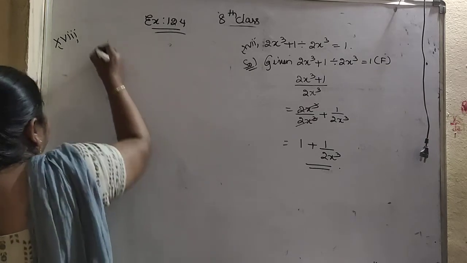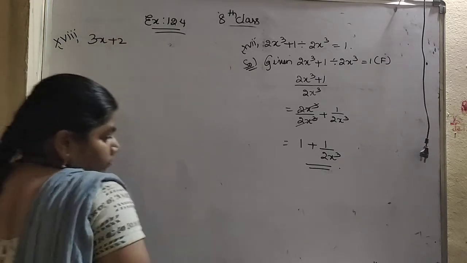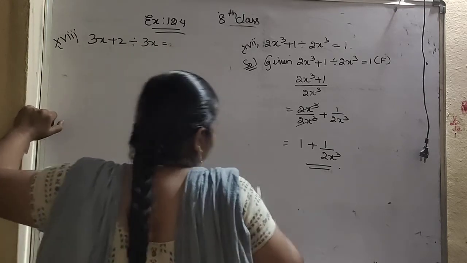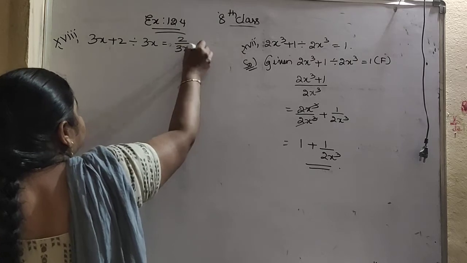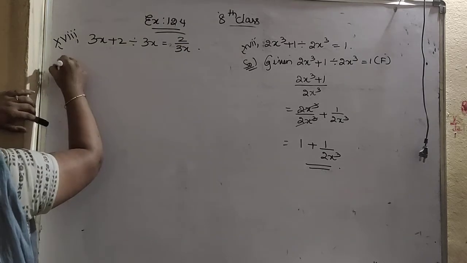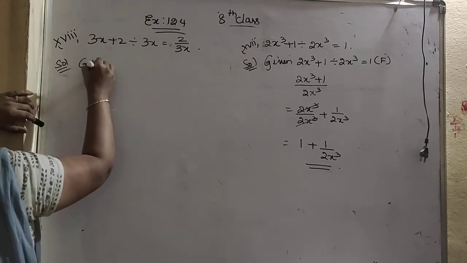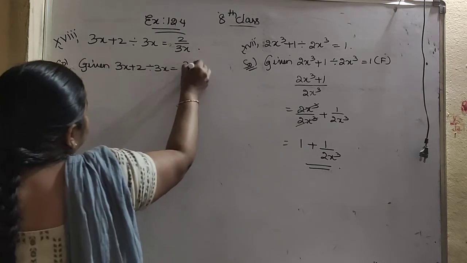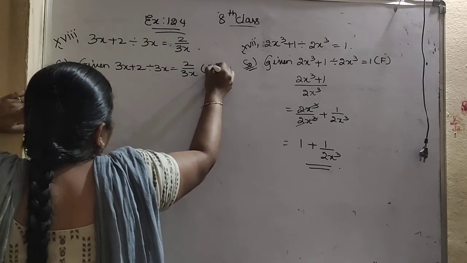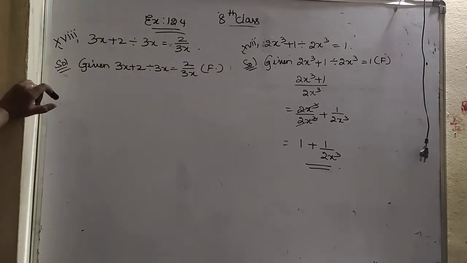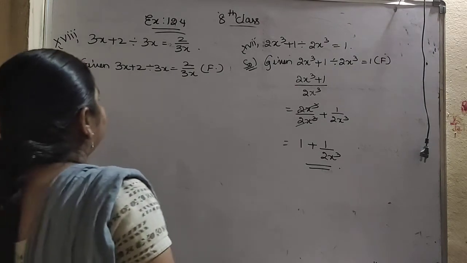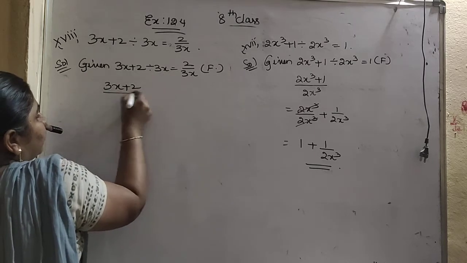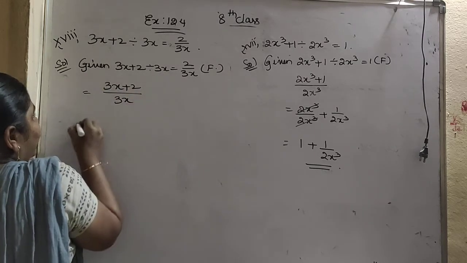Eighteenth is (3x + 2) divided by 3x is equal to 2 by 3x. We will see this. Given (3x + 2) divided by 3x is equal to 2 by 3x is a false statement. So we have to find the original statement now, that is 3x + 2. I am writing this in fraction form, over 3x. So I can split this.